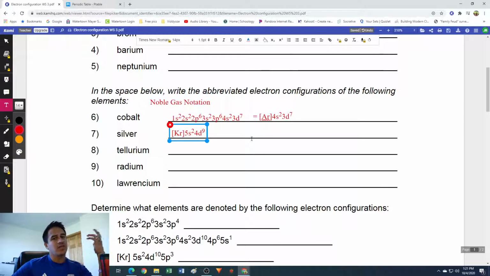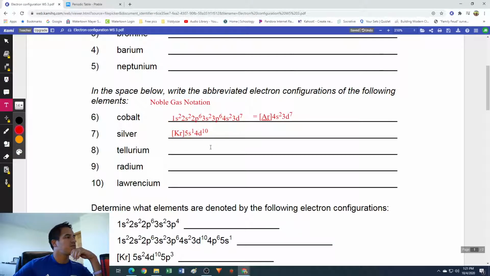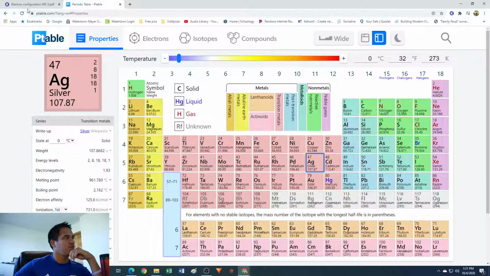4d9. Now remember, silver is one of those elements like copper that will actually move some electrons around. So instead of it actually being 5s2, 4d9, it will be 5s1, 4d10. But either way, this is our shorthand notation here, and we don't need to write out the whole entire thing all the way down to silver.